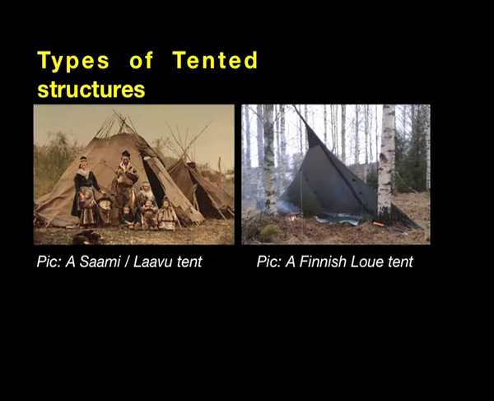A Finnish loo tent is very simple. It has only three parts. There is one pole which is kept at an angle, and the fabric is stretched onto either end, and it is pinned using kegs on here and here.